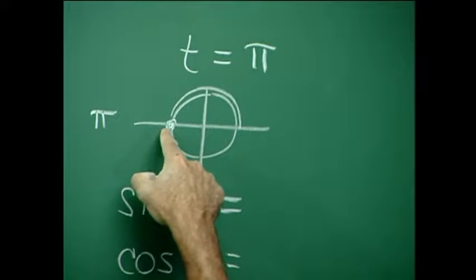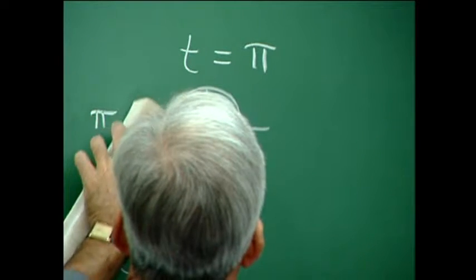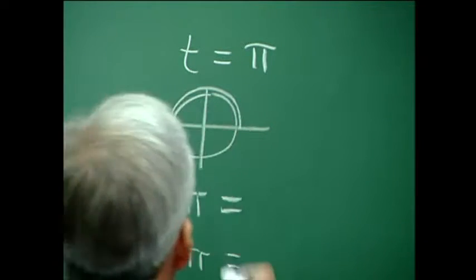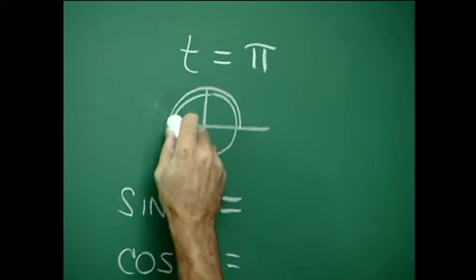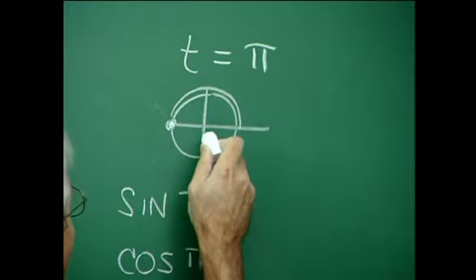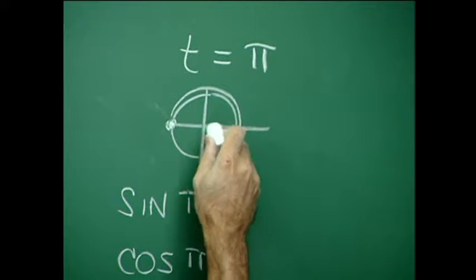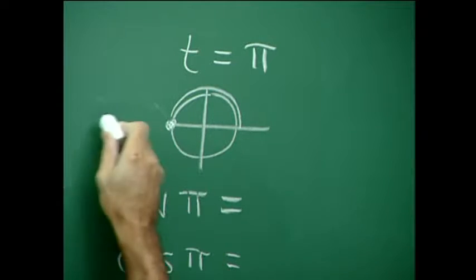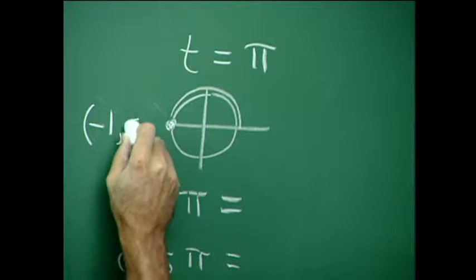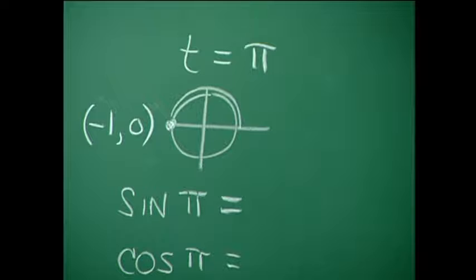Now, what are the coordinates of that point? Well, that's really what we're after here. So we've come around to pi. That distance is pi, you see, and the coordinates of the point would be, well, let's see, it's a unit circle, so we have -1 for the x component, and y is 0. So it's -1, 0. And now we can generate our trig functions.